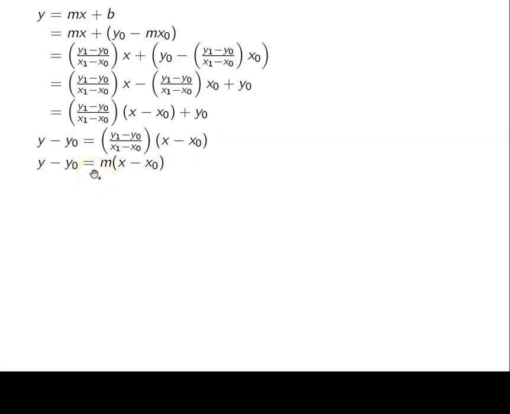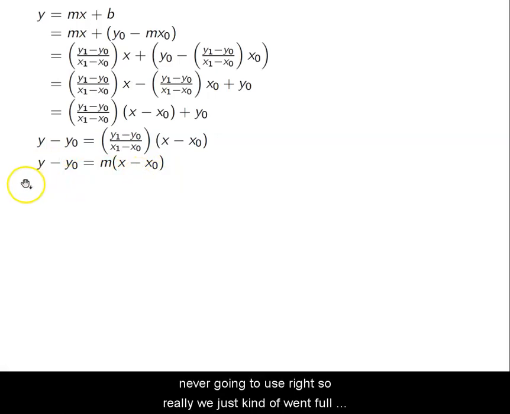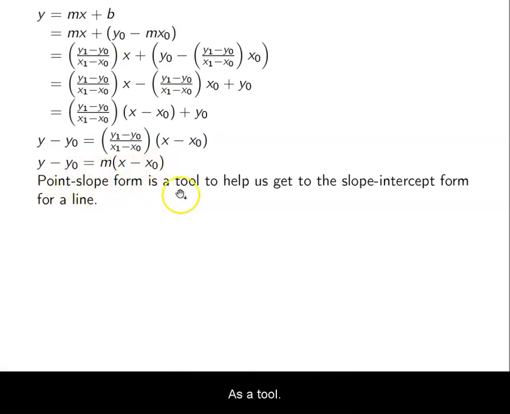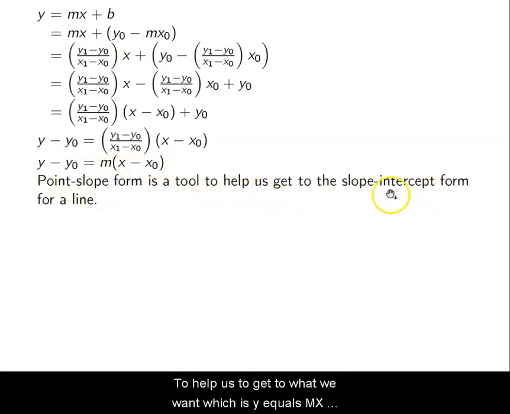Point slope form of a line, right? The y minus y naught equals m times x minus x naught. The exact same form that I told you guys we're never going to use, right? So really we just kind of went full circle, and we verified why this equation is actually an equation of the line, right? So we would take this point slope form as a tool to help us get to what we want, which is y equals mx plus b, right?